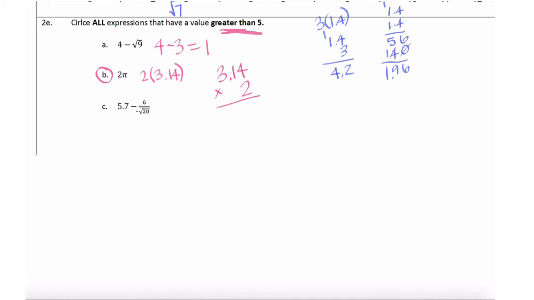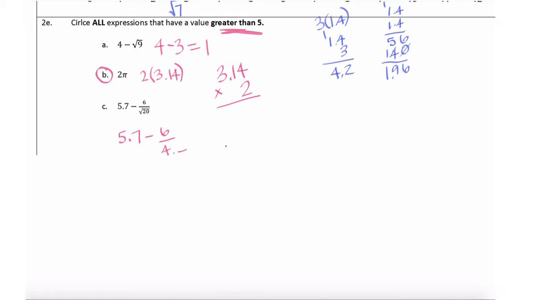Last one. 5 and 7/10 take away 6 divided by the square root of 20. Again, got to do some work here to figure out what's going on. Square root of 20 is going to be an irrational number. Now square root of 20, let's estimate that. 5 times 5 is 25, that's too big. 4 times 4 is 16, that's too small. So it's going to be 4 point something. Let's find a good estimation for that.